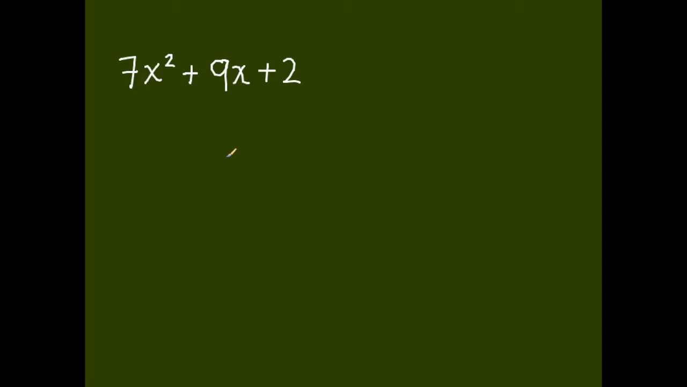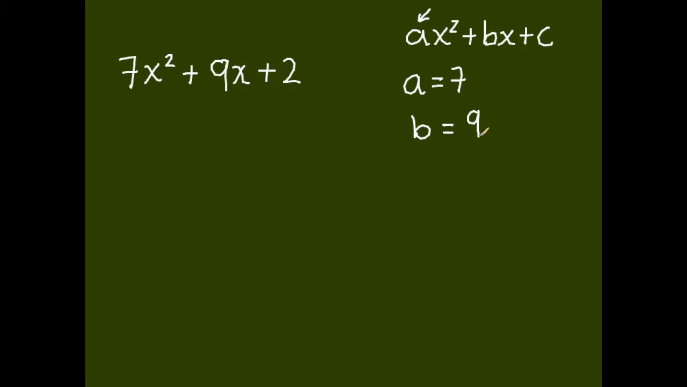Alright, so let's start with this example here. We have 7x squared plus 9x plus 2. How do we factorize this? Well, first of all, we've got to notice that this comes in the form of ax squared plus bx plus c, and so it's a quadratic trinomial. Notice the number in front of x squared is 7. Basically, a is equal to 7 in this case. b, which is the number in front of x, is 9 in this case. And c is just equal to 2.